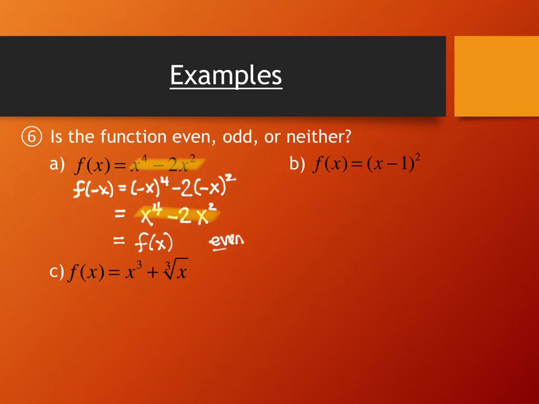If you were to graph the original equation that you were given, f of x equals x to the fourth minus 2x squared, it would look symmetric over the y-axis. It wouldn't look exactly like our graph of y equals x squared, but it would have symmetry just like it did. So this graph is even. B, we're going to do the same thing on every single one of these. We're going to replace x with negative x.